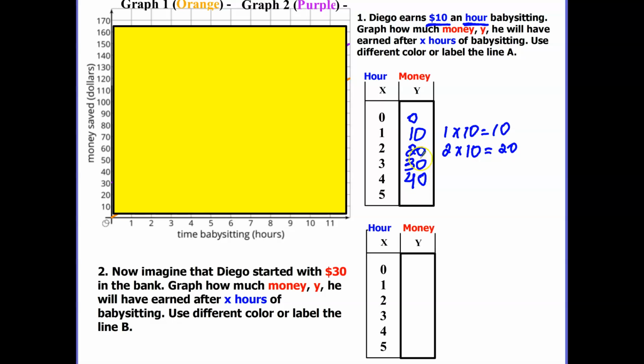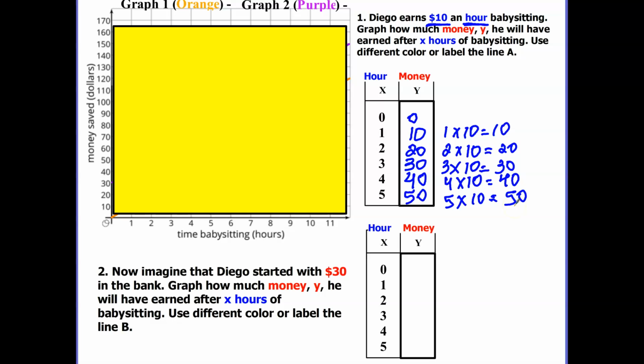So every hour he works, he gets $10 more. So 3 times 10 is 30, and 4 times 10 is 40. So when he works 5 hours, he makes $50. 5 times 10 is 50. So for every hour he works, he makes $10 more.